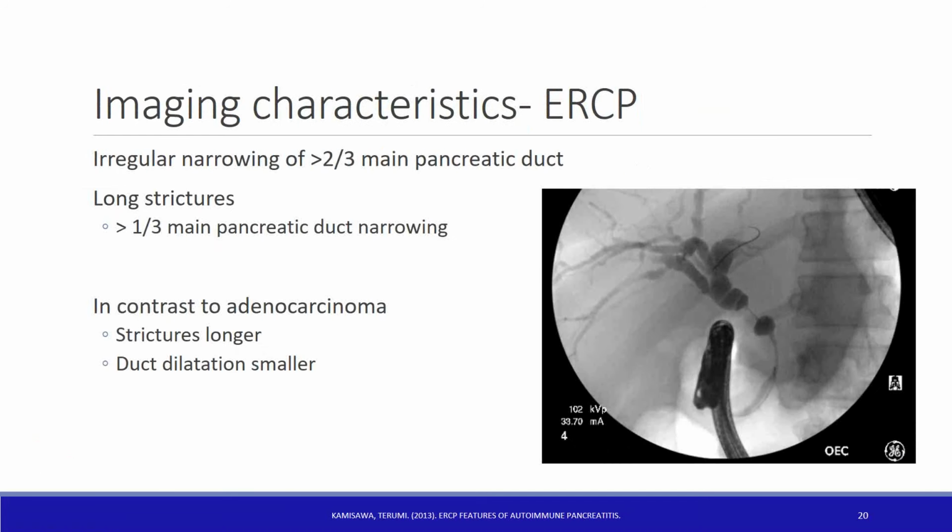On ERCP, typically most of the pancreatic duct is abnormal. Often it's more than 2/3 of the pancreatic duct. And again, when they have these strictures, they're typically long strictures. So in contrast to cancer, longer strictures and involvement of the ductal location are less likely. This is actually that patient's ERCP as well.